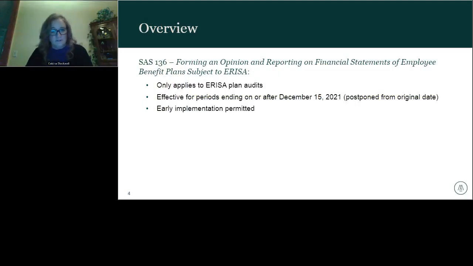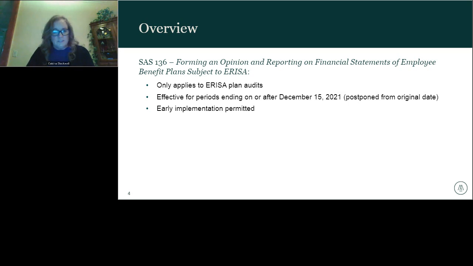We have a lot to cover today in a very short period of time, so I'm going to dive right into it. Statement on Auditing Standards number 136 was issued back in 2019 and is titled Forming an Opinion and Reporting on Financial Statements of Employee Benefit Plans Subject to ERISA. Now, even though this is an audit standard, it does have a lot of effects that management has to adopt and plan sponsors need to really pay attention to, because there's going to be new requirements for management to take responsibility in certain pieces to comply with SAS 136.